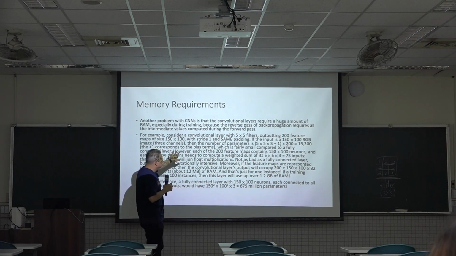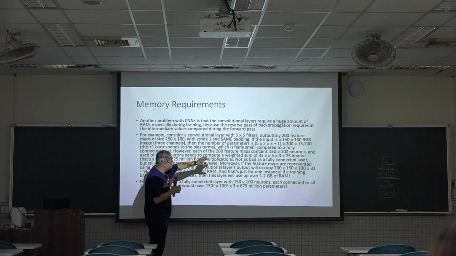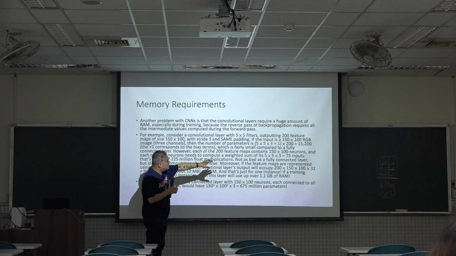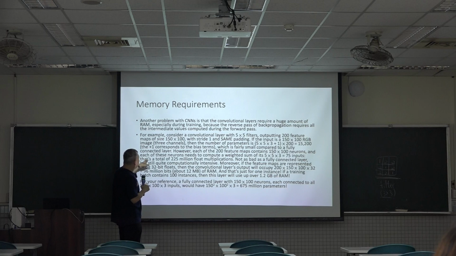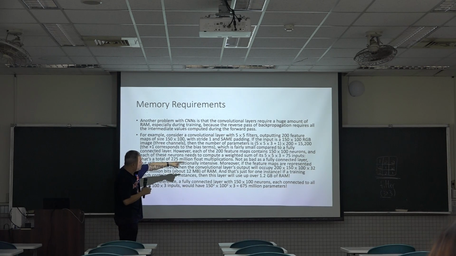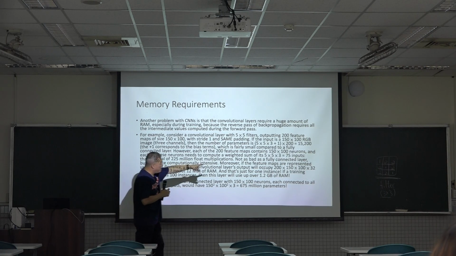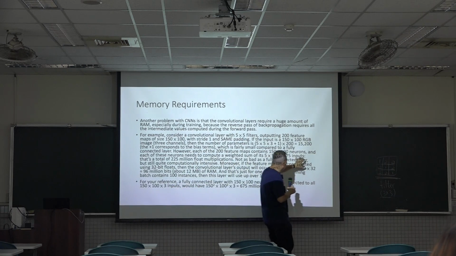However, each of these 200 feature maps contains this many neurons, right? And each of these neurons needs to compute the weighted sum of this 5 by 5 by 3, 75 inputs.